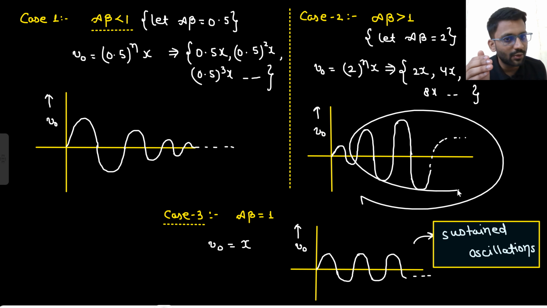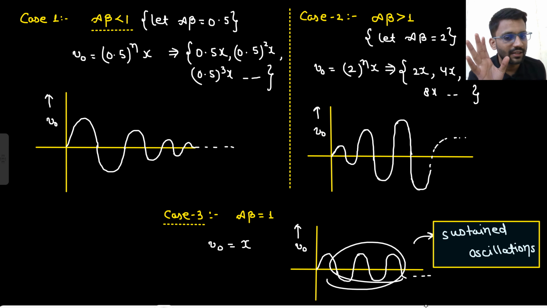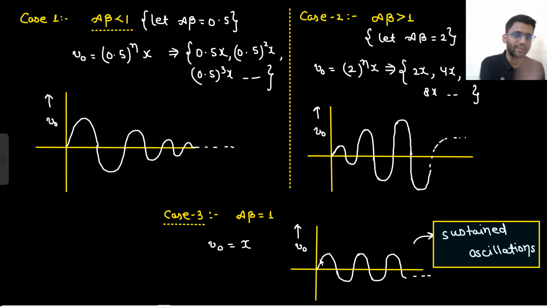But here, the oscillations are not dying out, at least. At least oscillations are there. It is not dying out. But here, the oscillations are sustained. It is constant. This is the one thing that A beta should be equals to 1, or we should write mode of A beta should be equals to 1. Here I will write A beta should be greater than 1. In the next slide I will write mode of A beta should be greater than 1.